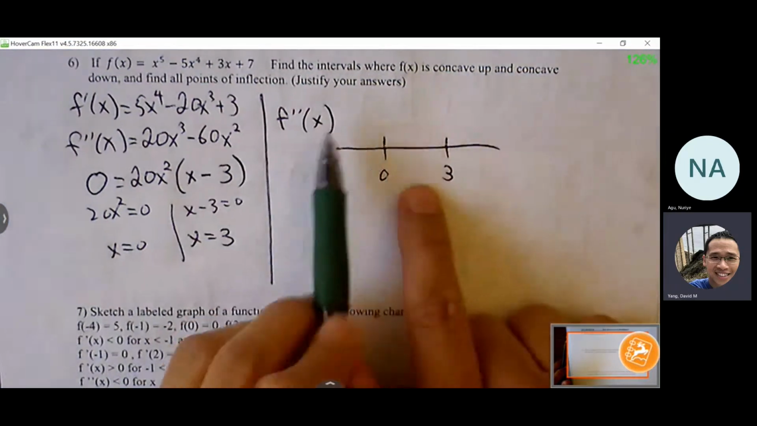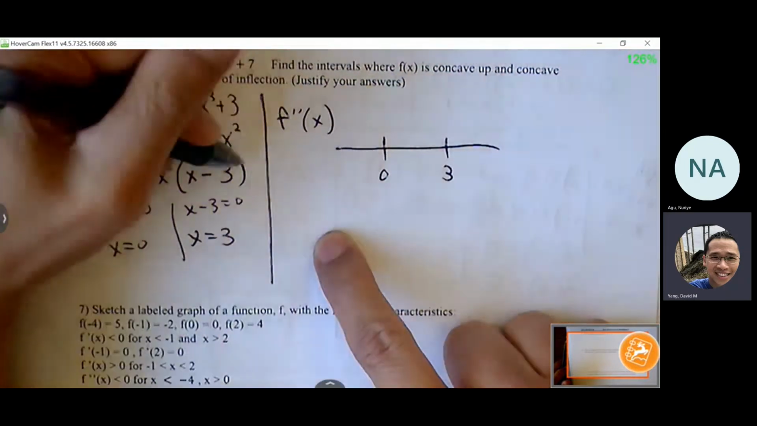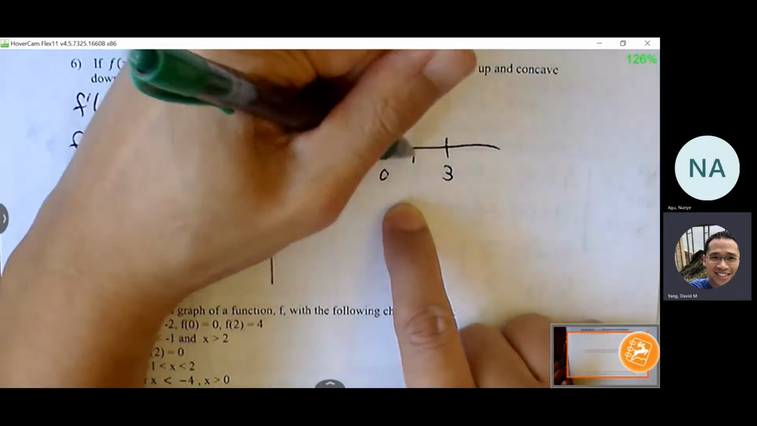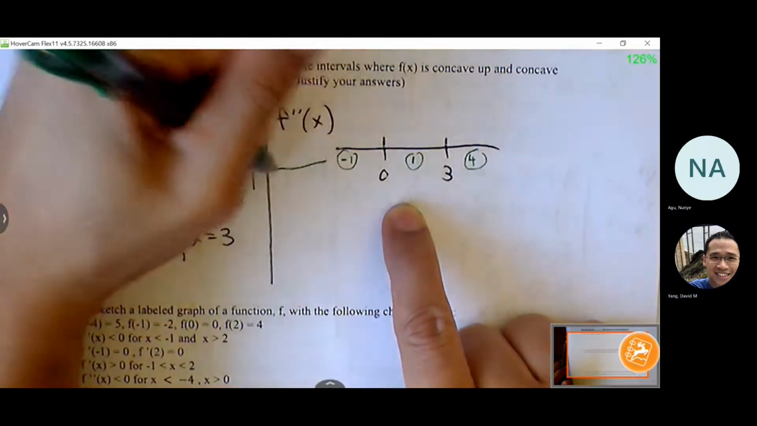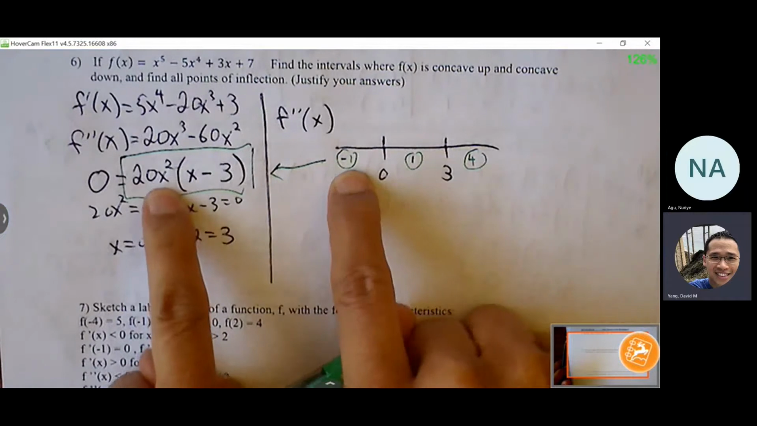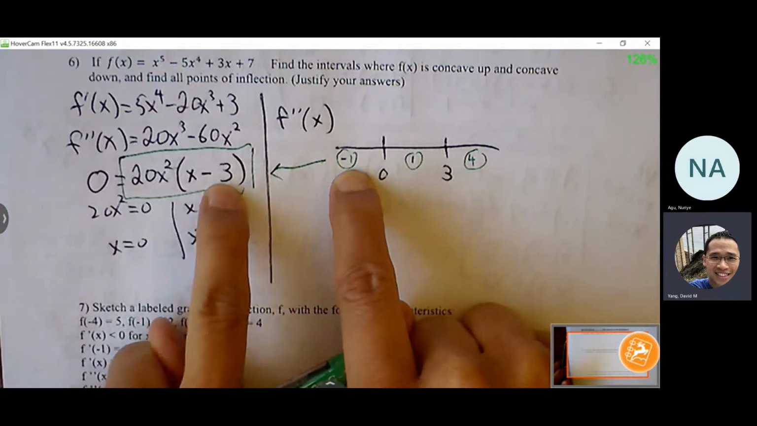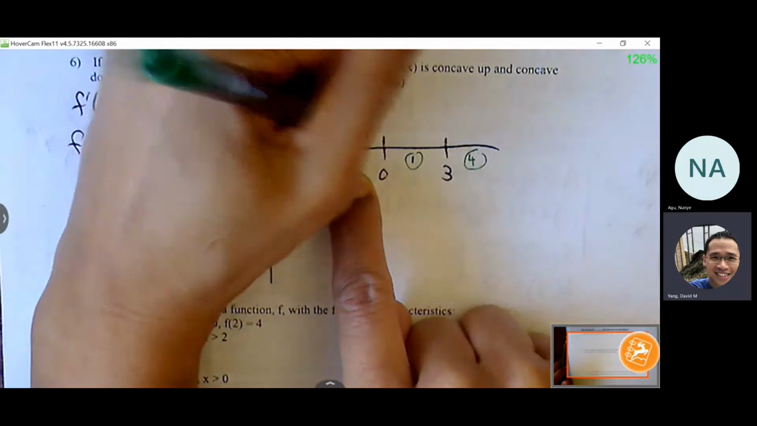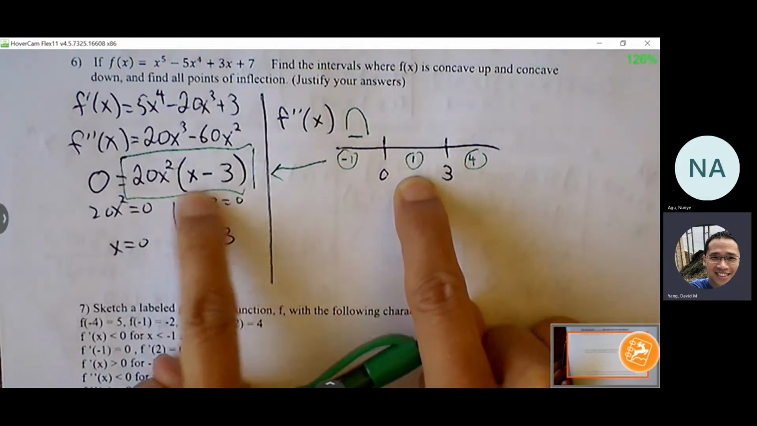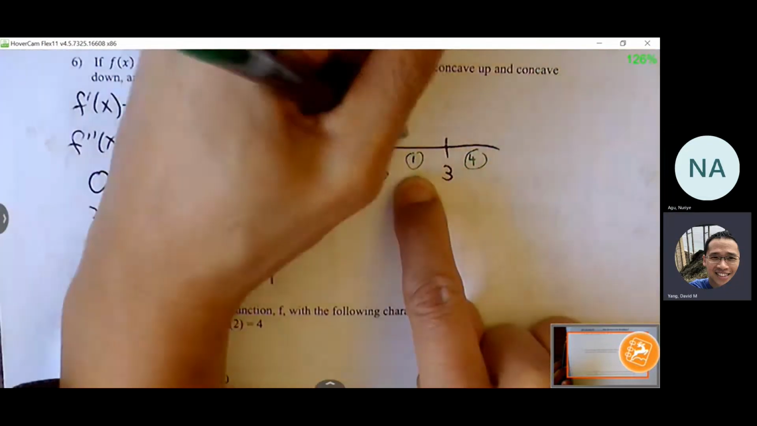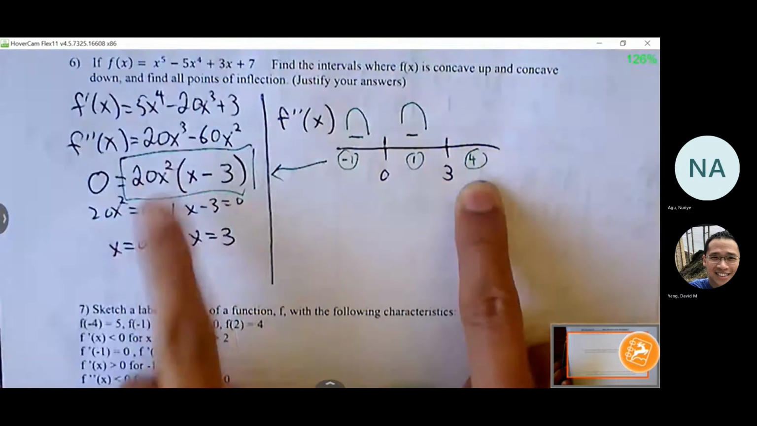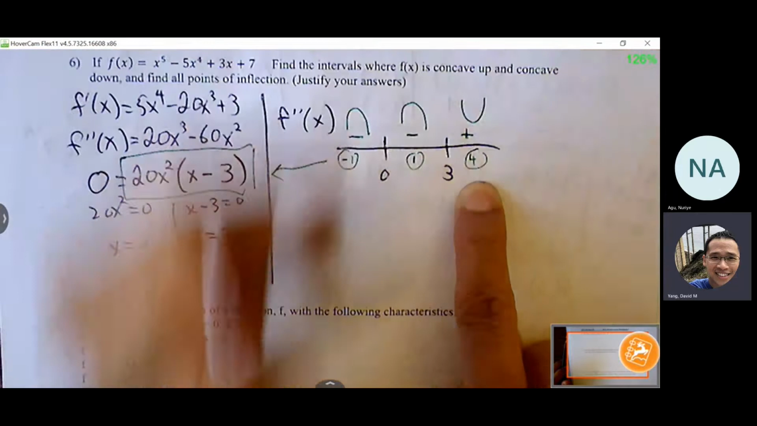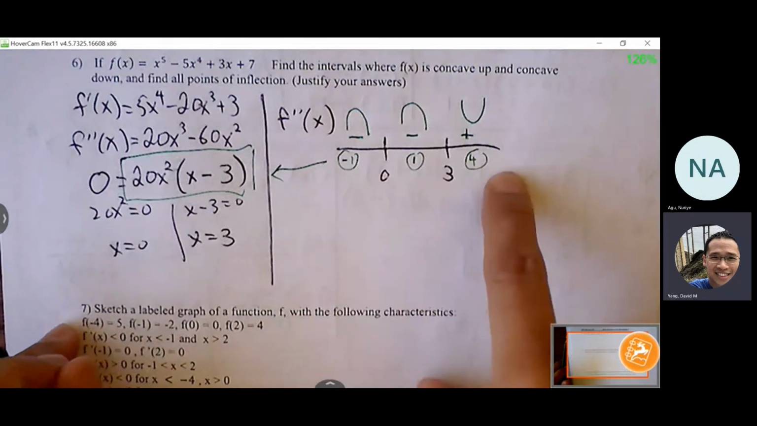Now you're testing against the second derivative function. Okay. Here are my test points. Negative 1 in for x, I get positive times a negative, which is a negative. Positive times a negative, also a negative. Positive times positive. Okay. Concave down, concave down, concave up.